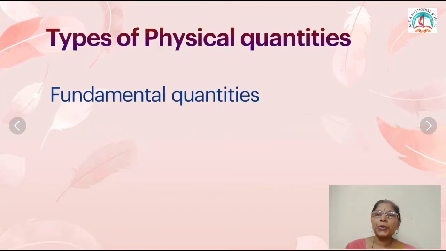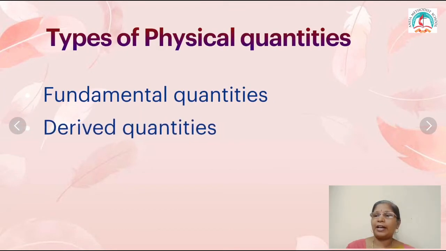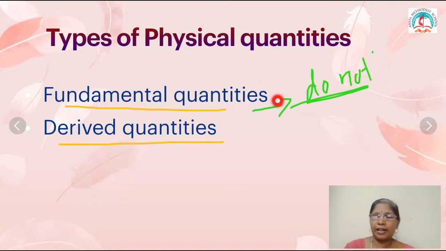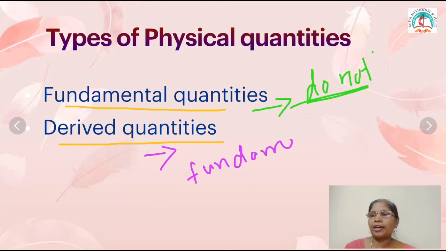You know that two types of physical quantities are there. One is a fundamental quantity, the other one is a derived quantity. What is the definition of fundamental quantity? The quantities which do not depend upon any other quantities. So it won't depend upon any other physical quantity, that is called fundamental quantities. Then what is meant by derived quantities? When you are deriving from the fundamental quantities, that is called derived quantities.